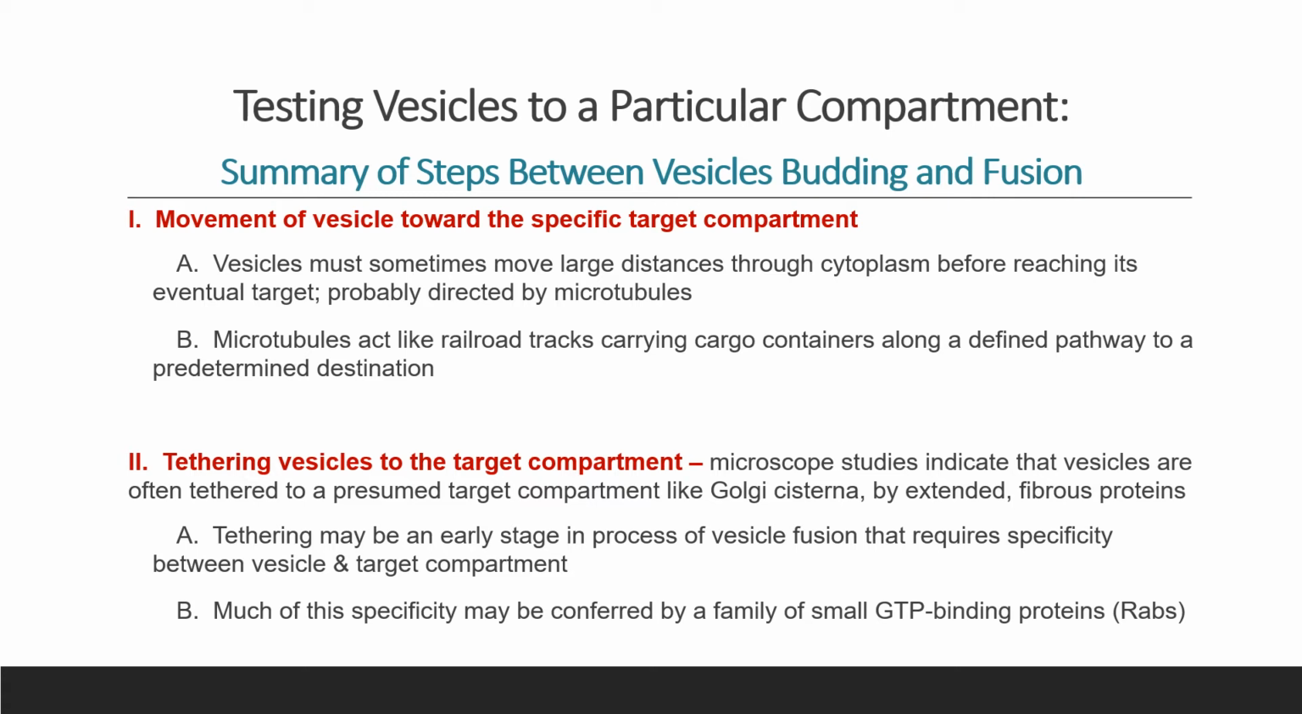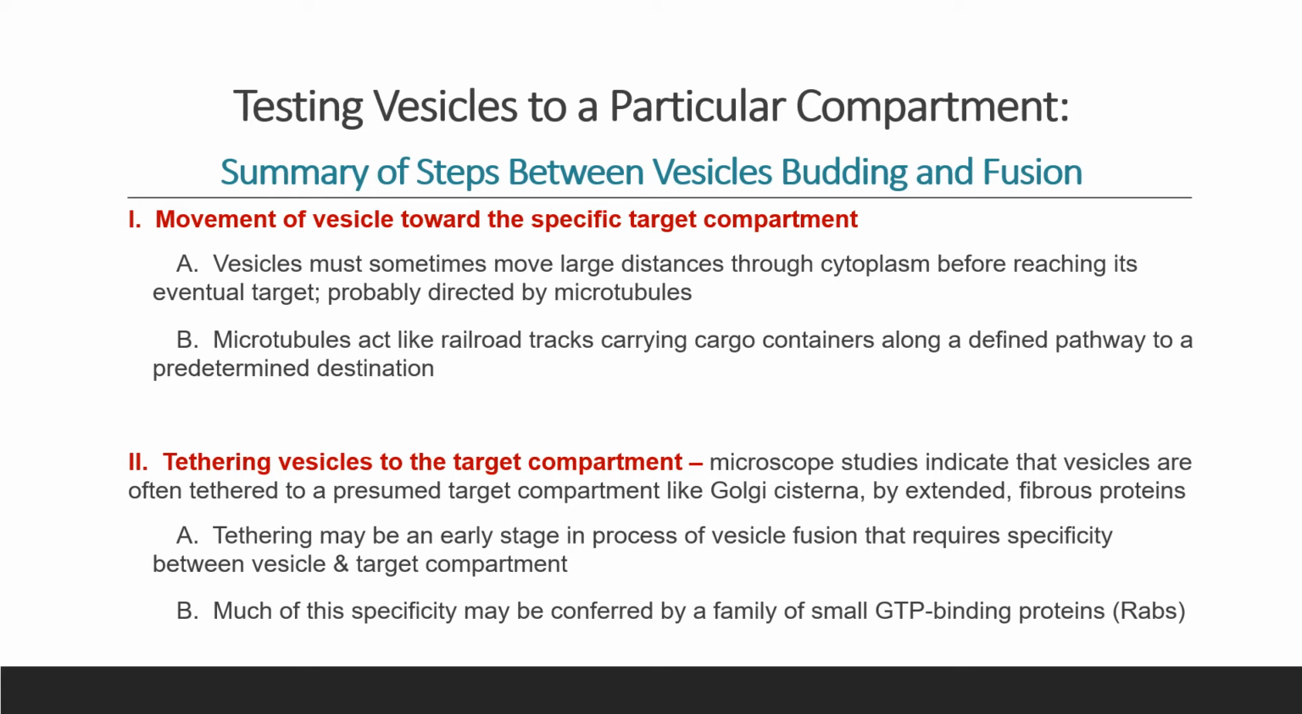So, a summary of the steps between vesicle budding and fusion. Movement of a vesicle towards a specific target compartment must sometimes cover large distances through the cytoplasm before reaching its eventual target, probably directed by signals coming from microtubules. And these microtubules act like railroad tracks carrying cargo containers along a defined pathway to a predetermined destination.